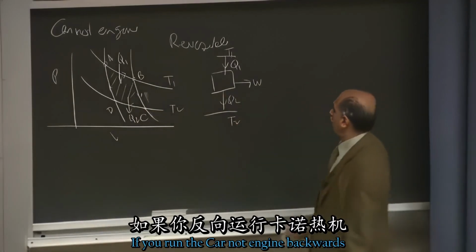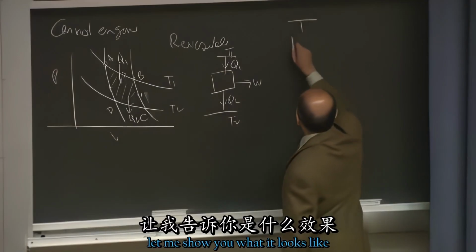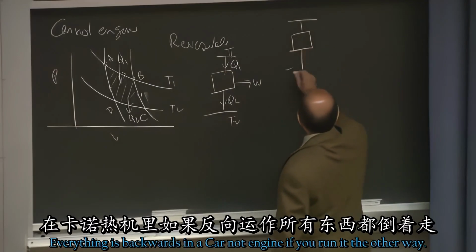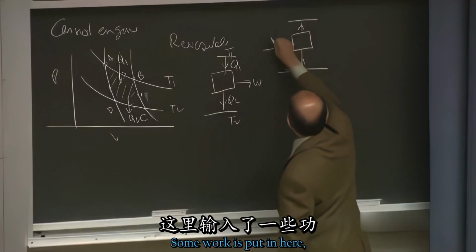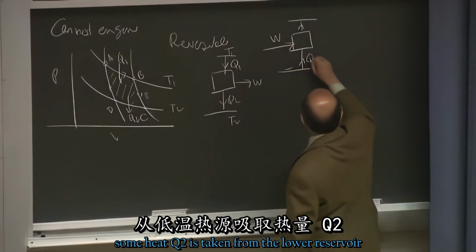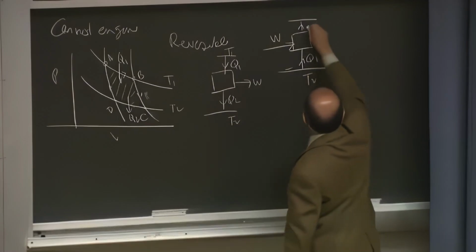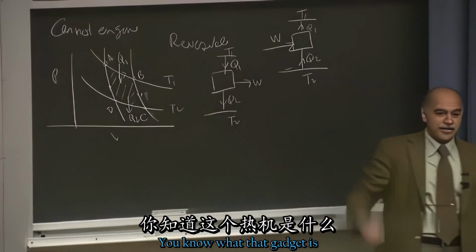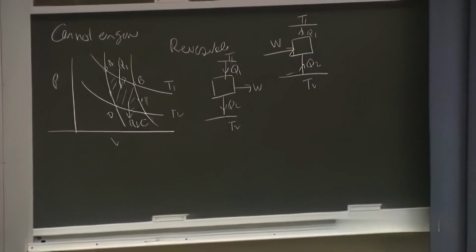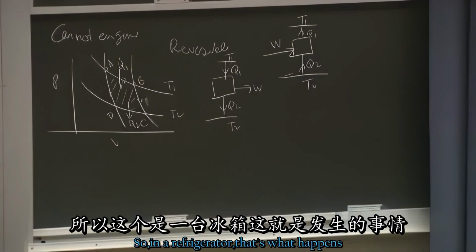If you run the Carnot engine backwards, let me show you what it looks like. Everything is backwards in the Carnot engine. If you run it the other way, some work is put in here, some heat Q2 is taken from the lower reservoir, and the heat Q1 is delivered in the upper reservoir. You know what that gadget is? That's a refrigerator. So in a refrigerator, that's what happens.